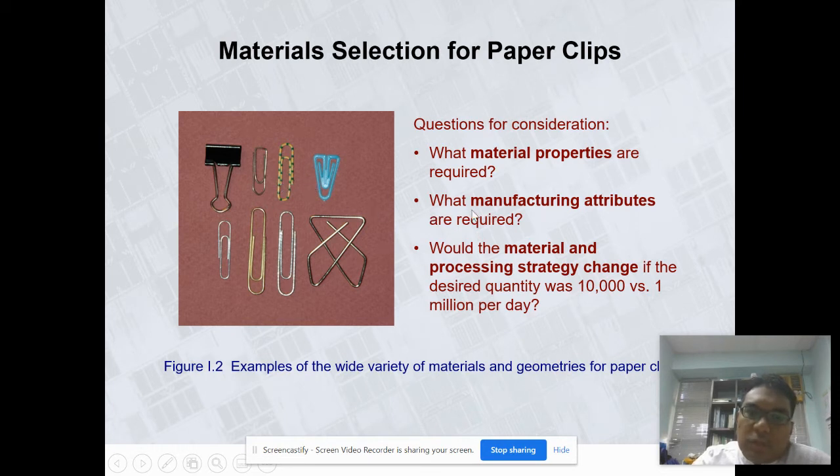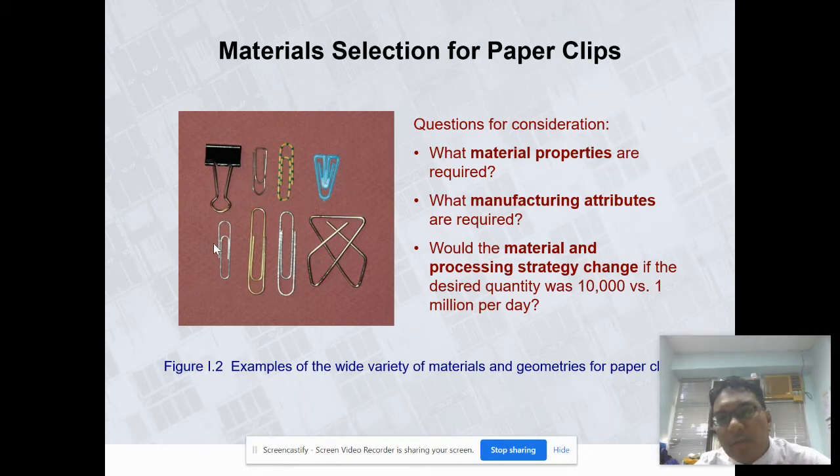Okay, so what manufacturing attributes are required? When you want to form it, basically from a cylindrical type of aluminium or plastic, how can it be bent to become like this? So it involves some detailed manufacturing processes.